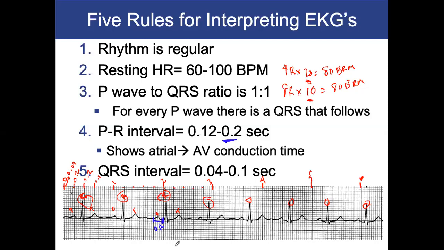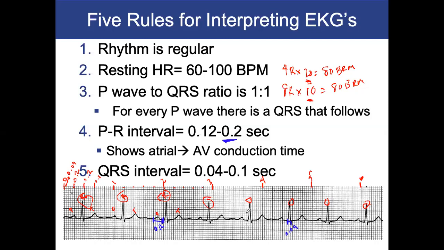Then your QRS interval should be 0.04 to 0.1 second. If you take a look, let's do it on a different one. This one looks like it's almost on the line. So here's your QRS interval, right? It looks like it's 1 box. So this would be 0.04, or 2 itty bitty boxes, which would be 0.08.